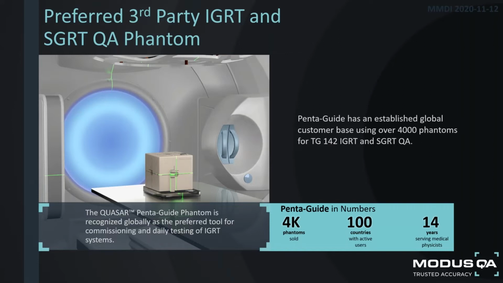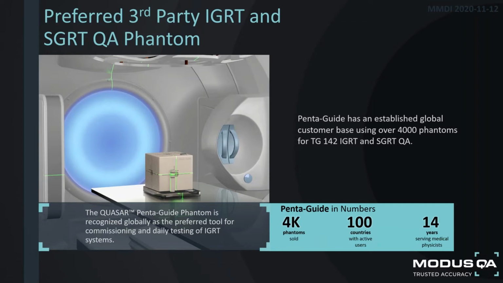Absolutely, yes. Thank you everyone for attending today's session. For those of you that are unfamiliar with the Penta-Guide Phantom, it is the preferred third-party IGRT and SGRT QA Phantom. It was designed to fulfill the testing recommendations put forward by TG142 for machine targeting QA. We do have over 4,000 Penta-Guides in use around the world, and it has been serving physicists for over 14 years in over 100 countries. So it is by far Modus's most popular Phantom with a high level of versatility as well as clinical uses.